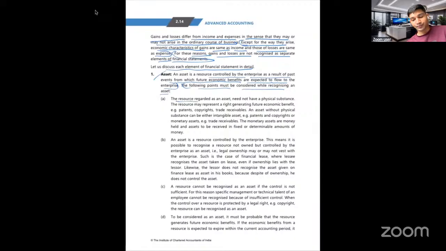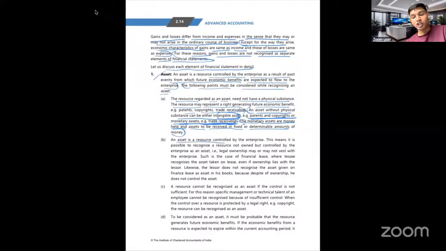The resources regarded as an asset need not have a physical substance. The resources may represent a right generating future economic benefits such as patents, copyrights, trade receivable, and intangible assets. An asset without a physical substance can be either an intangible asset, for example patent, copyright, or a monetary asset, for example trade receivable. The monetary assets are money held and assets to be received in a fixed or determinable amount of money.